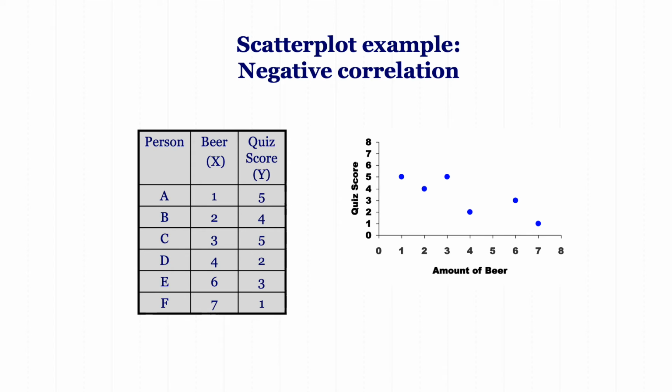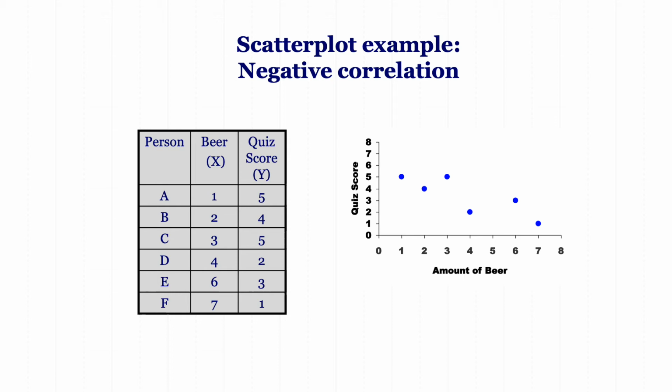Okay, let's look at the negative correlation. I flipped it, so we're not talking about coffee anymore, we're talking about beer. I would imagine that if you have more beer, your quiz score should go down. So this is a negative relationship. High scores on beer are associated with low scores on quizzes. If you're looking at the scatter plot, you see this downward trend here, and that's a negative correlation. That's what a negative correlation looks like. It has this downward slope.